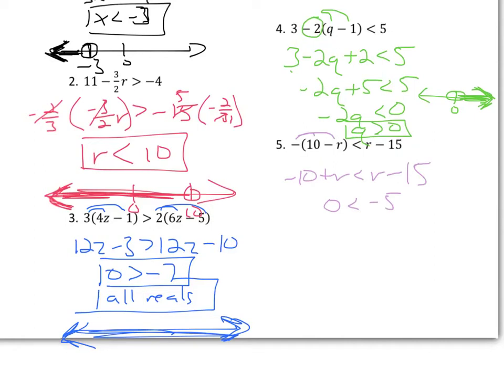Remember, at this point, whenever your variables cancel out, you ask yourself, is this a true statement? Is 0 less than -5? No, that doesn't make any sense, so the answer is going to be no solution. Another symbol I might use for no solution is that one right there. It's called the null set. And obviously to graph that, it's just an empty number line. Take one last quick look at number 3 and number 5 to see the difference between all solutions and no solutions. And we'll do some more examples on the back.